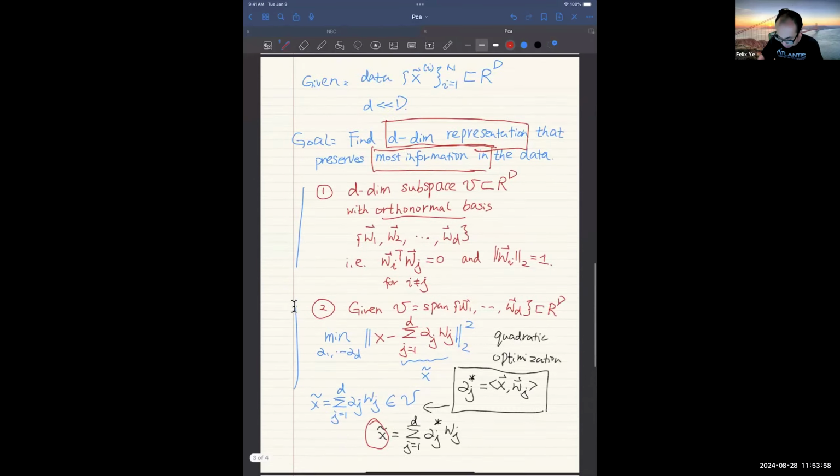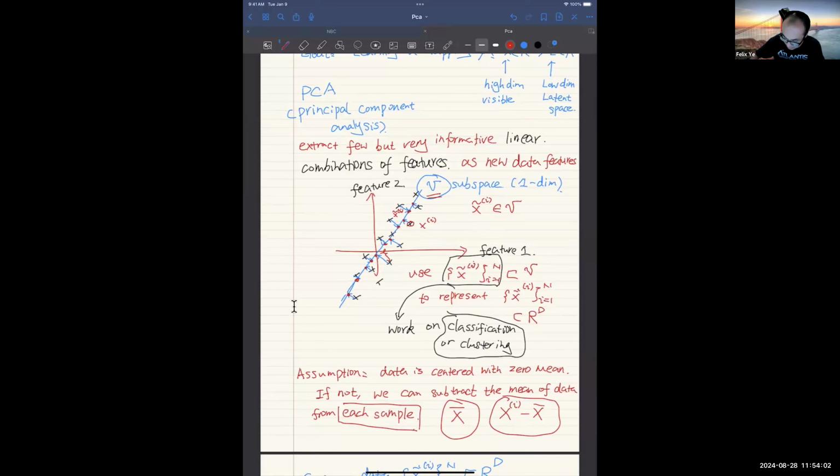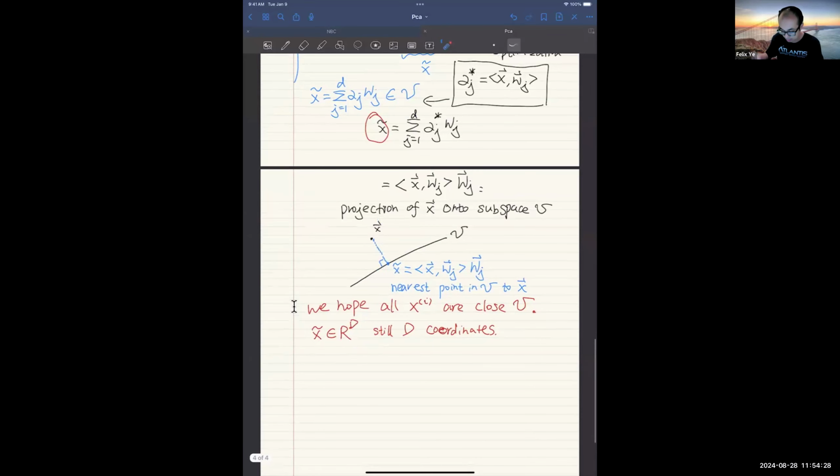Right, so what actually happens here is, if we want to represent this x2 still using feature 1 and feature 2, that means we still need 2 coordinates to represent that x2 here, although this V is intrinsically one-dimensional. So that's not really what we want. We want something that is intrinsically low dimensional. So we want X to be represented by only Z, which is in R small d.